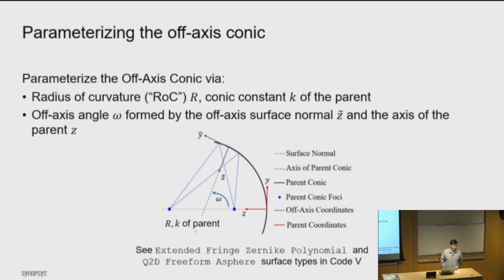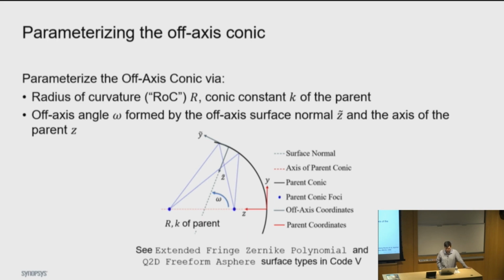And this off-axis angle omega is the angle that is formed by the off-axis surface normal and the axis of the parent, z. So if you look at this picture here, the conic as a whole is in black. The blue rays trace out your off-axis segment. At the center of that off-axis segment, there's a blue arrow. That's the surface normal at the center of the off-axis segment. That's z tilde. And that z tilde is going to form an angle with the dotted line, which is your axis of revolution, the dotted red line. And that angle omega is going to be how we specify the off-axis segment that we're specifically using.